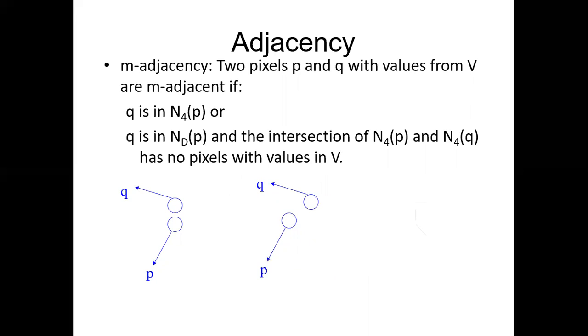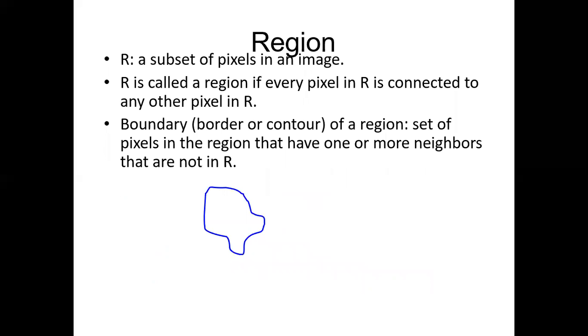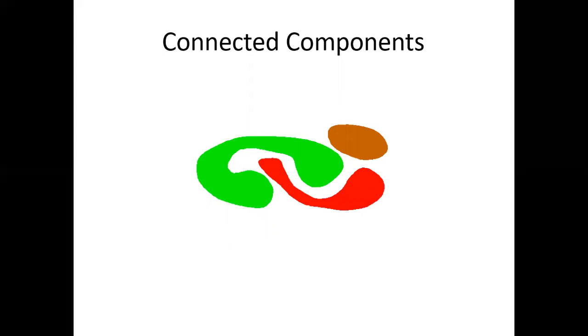This is the concept of M-adjacency: two pixels P and Q with values from V are M-adjacent if Q is in N4 of P, or Q is in ND of P and the intersection of N4 of P and N4 of Q has no pixels with values in V. A region is a subset of pixels in an image. R is called a region if every pixel in R is connected to any other pixel in R. Boundary, also called border or contour, of the region is the set of pixels in the region that have one or more neighbors that are not in R. These are the connected components.